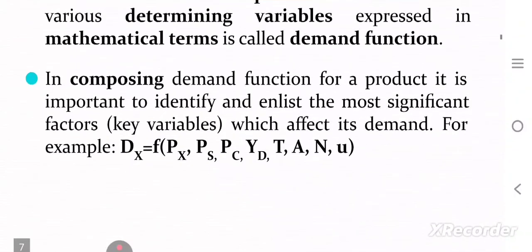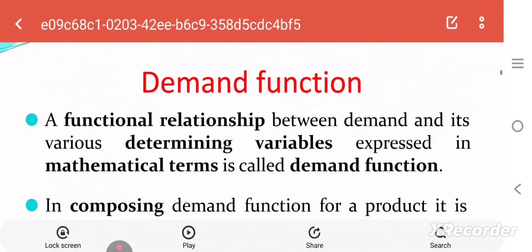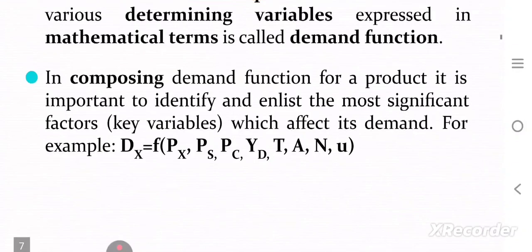Dx is equal to f of Px, Ps, Pc, Yd, T, A, N, U. Here Dx is the demand and f is the demand function, and these Px, Ps, which are in the brackets, are all known as key variables which are important for the demand analysis or demand function.